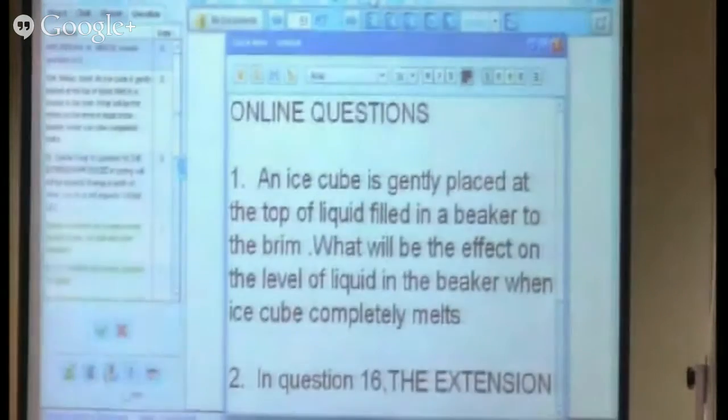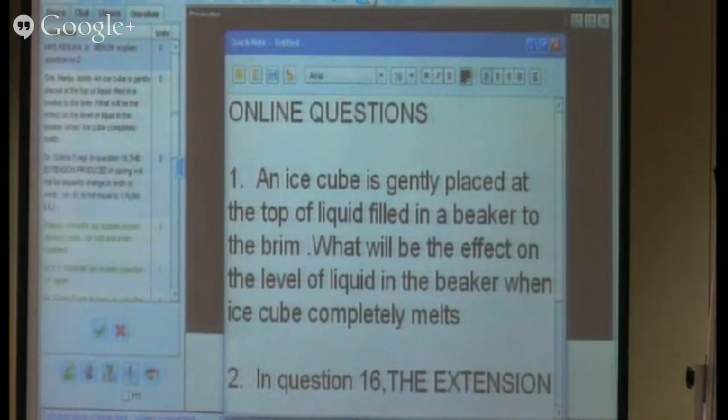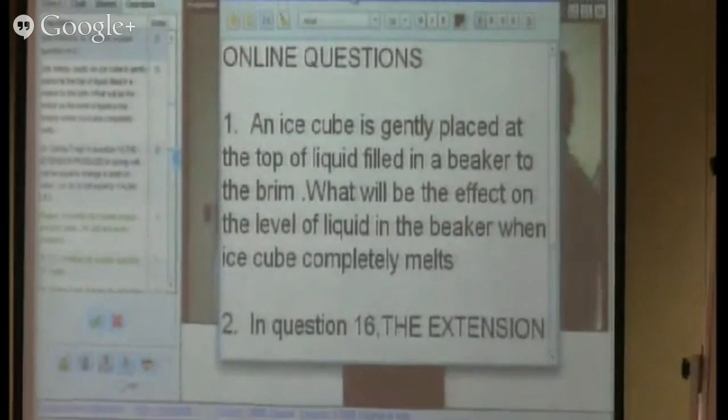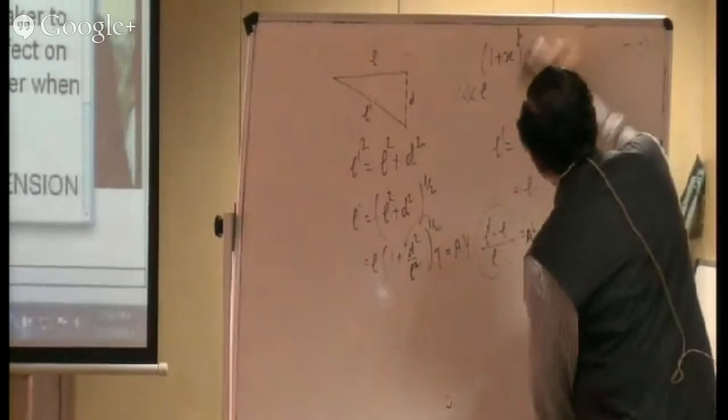An ice cube is gently placed at the top of a liquid filled in a beaker to the brim. What will be the effect on the level of the liquid in the beaker? This I covered. In fact, nothing will happen. No change in the level will be there. Look at this. Why is there no change?